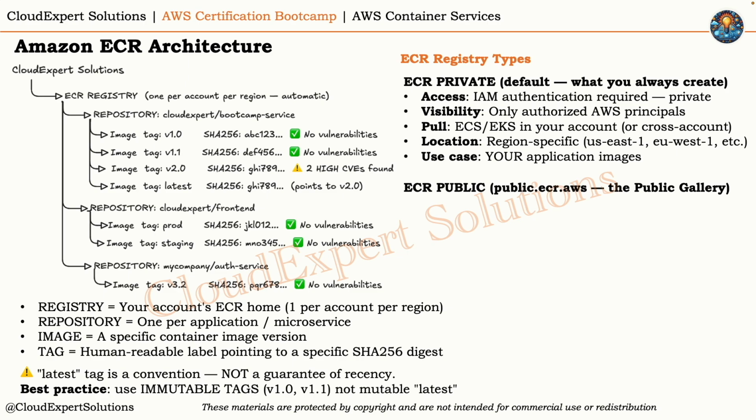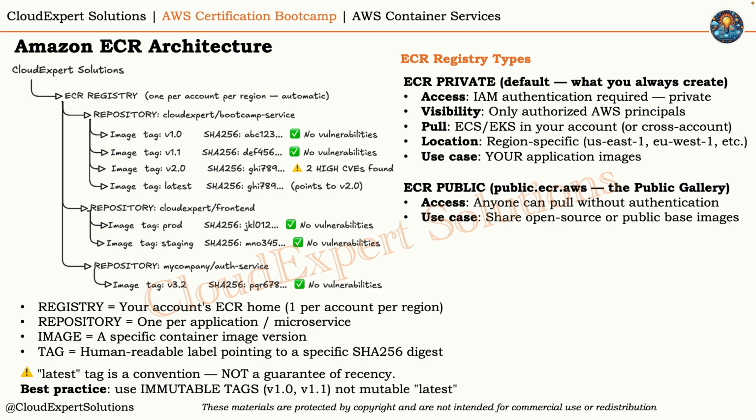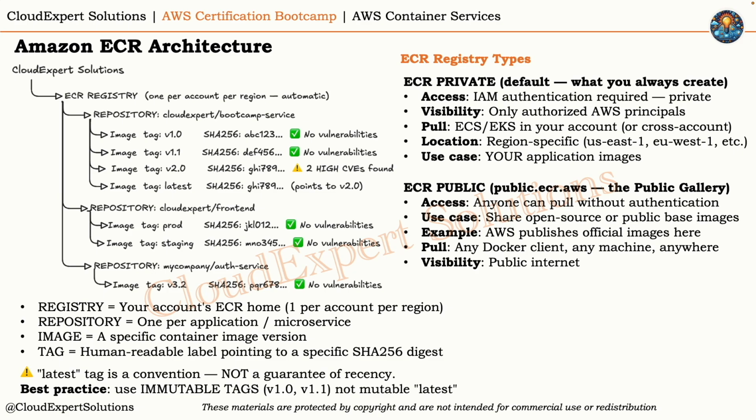Please remember this terminology. From an ECR public registry, anyone can pull images without authentication. ECR Public Gallery is for images you want to share with the world. AWS also publishes its own official images in the public repo, and images can be pulled from anywhere by any machine, any Docker client. From ECR public, images are propagated using the public internet.